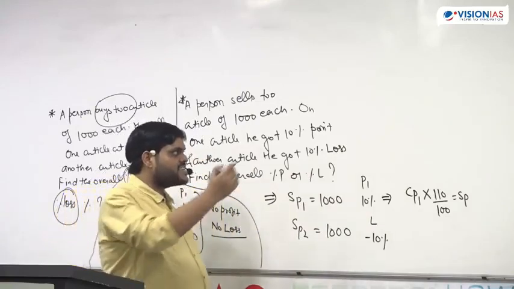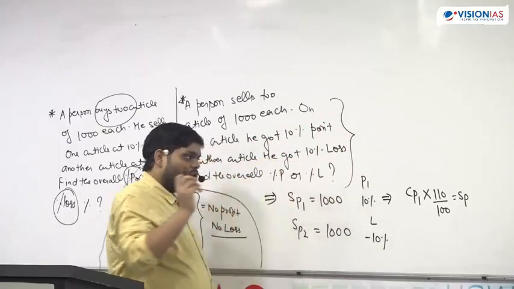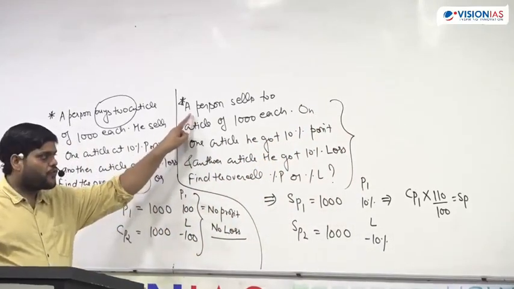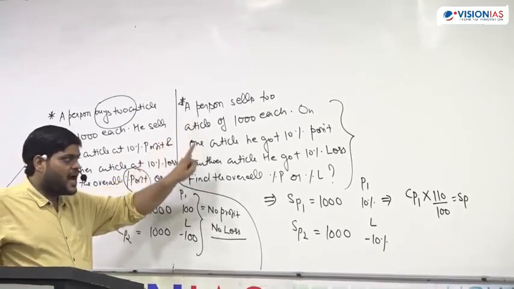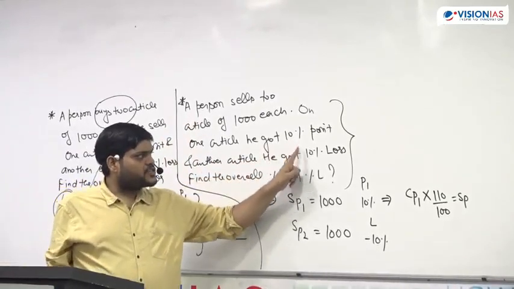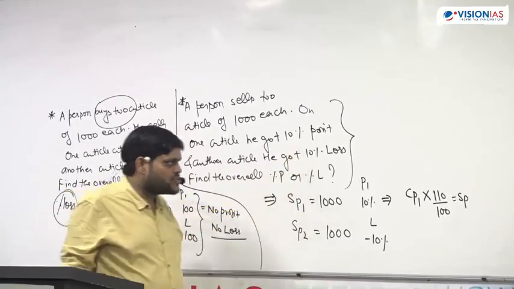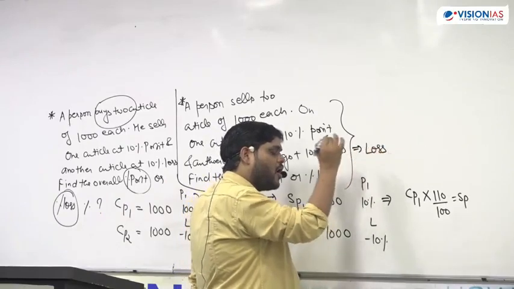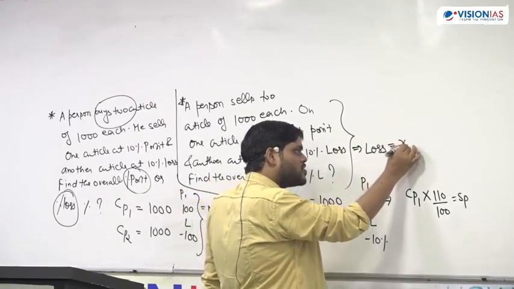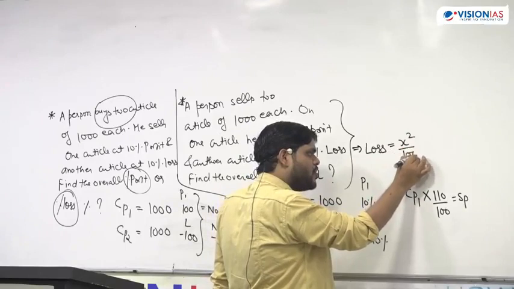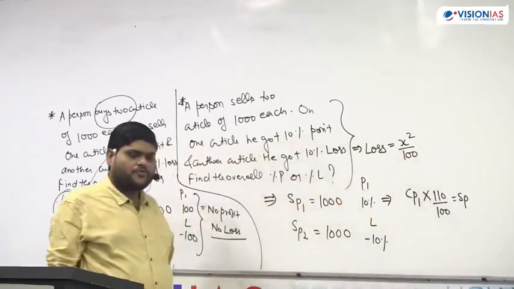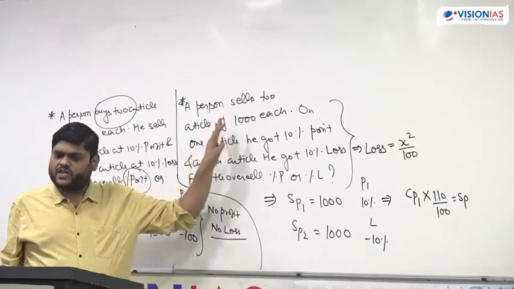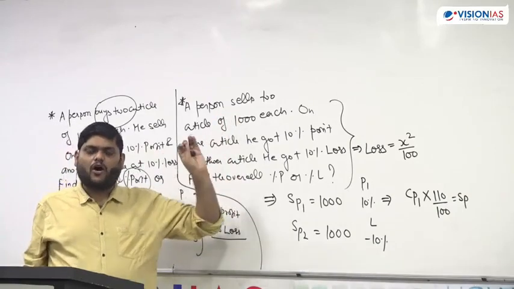So always in such cases where selling prices are given, and the percent of profit and percent of loss are equal, there will always be a loss, and the loss is x square upon 100. Whenever such a situation is given, there will always be a loss.